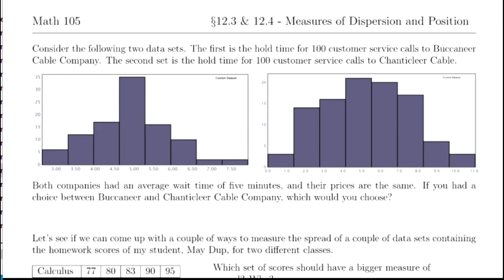So for this video, we're going to talk through measures of dispersion and position. And so this is 12.3 and 12.4. We're going to start with this example. We have these two data sets.